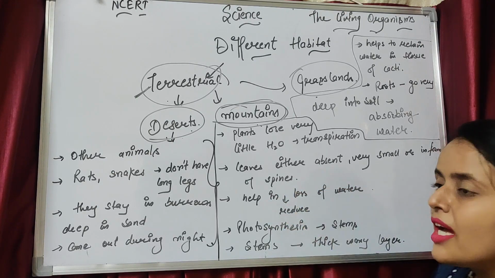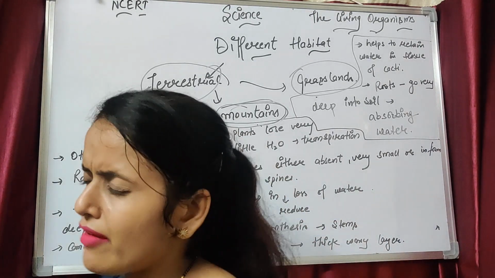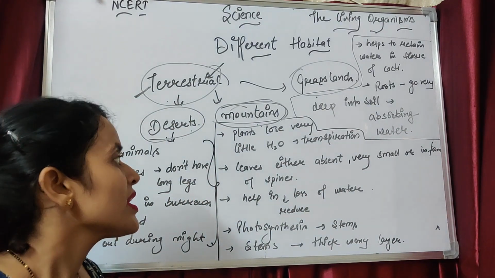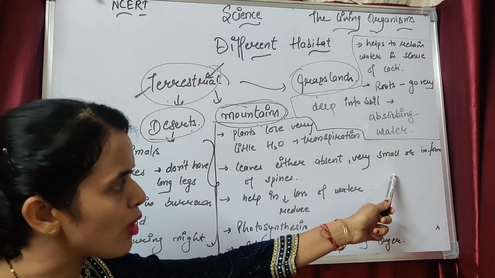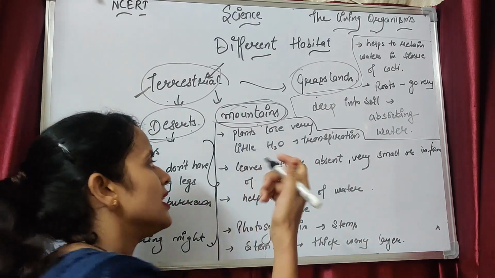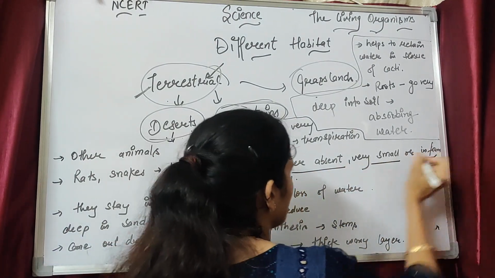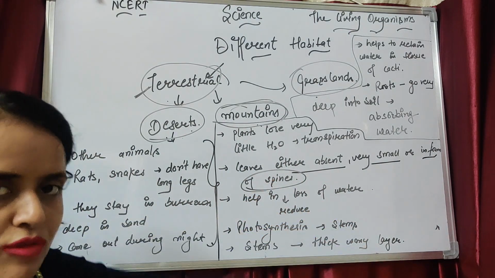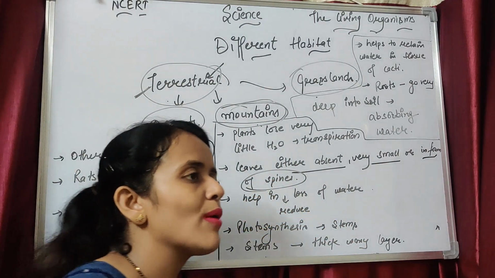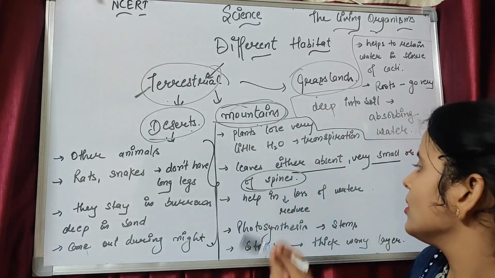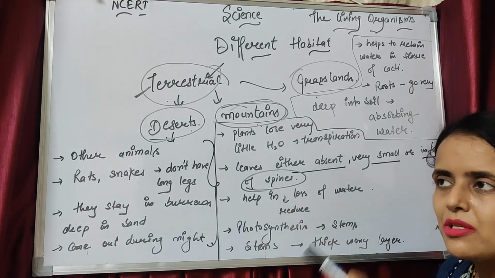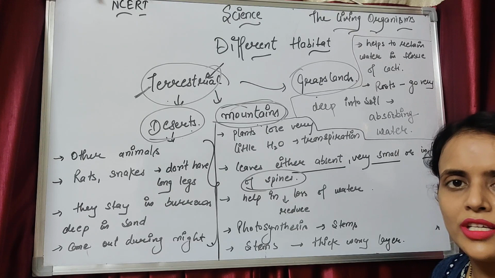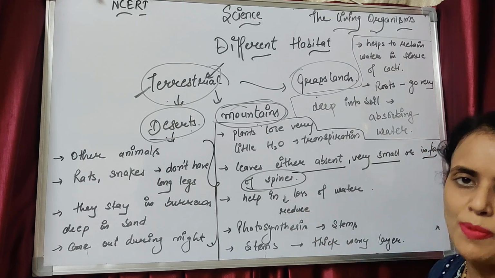Leaves are either absent. For the plants present in the desert, have you seen a cactus? I think there are no leaves. So leaves are either absent, very small, or in the form of spines. Why in the form of spines? These spines help in reducing loss of water during transpiration. Due to the shape of the spines, the loss of water is very low.